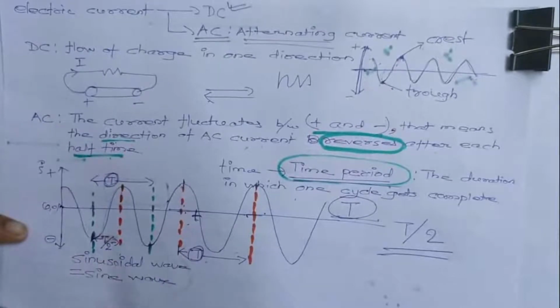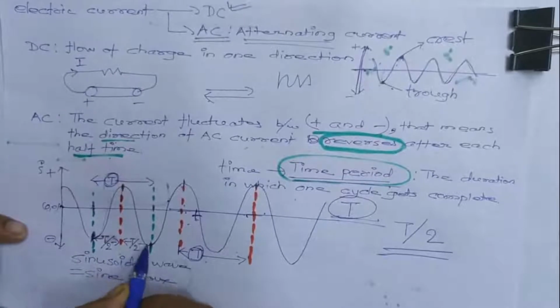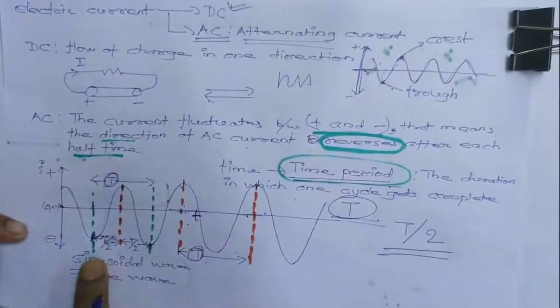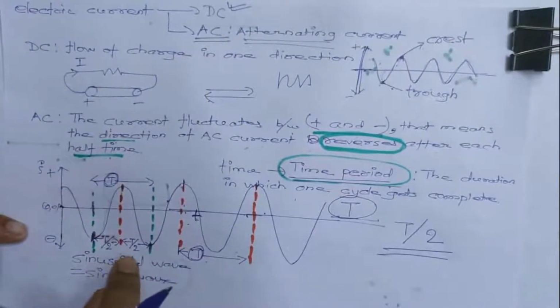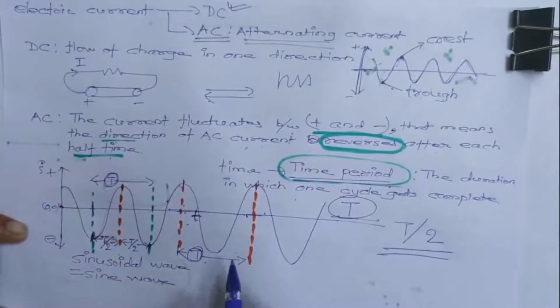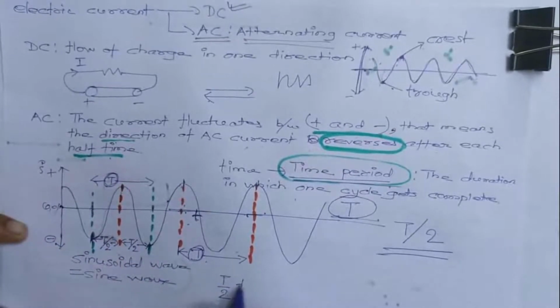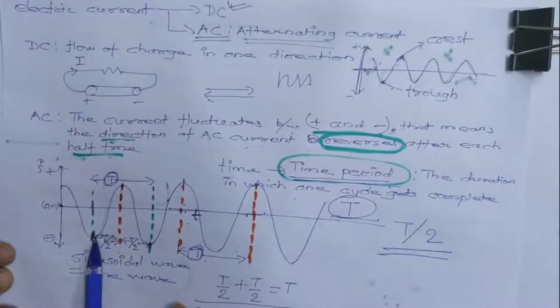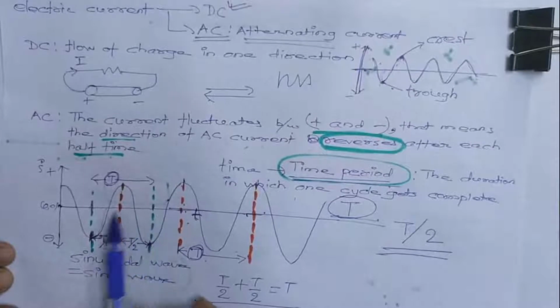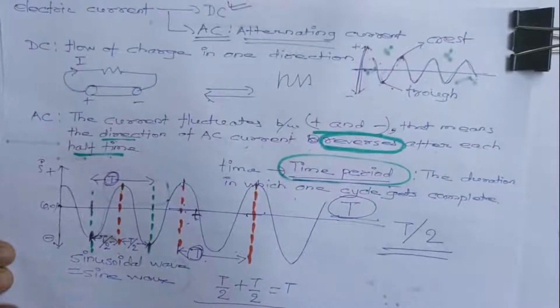And the remaining, this is again half. Half plus half makes 1. Half T plus half T makes 1T. As simple as that. This is what I have tried to write. Fantastic. So what do you see? After each half time, the direction of the current reverses. Just observe it. This is what is happening.